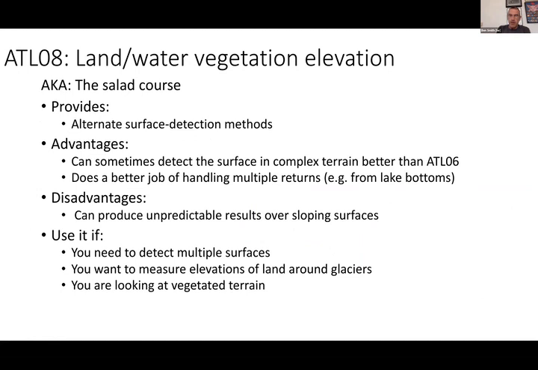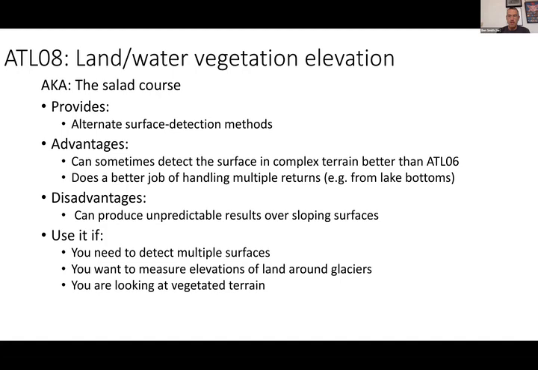One last thing about measuring elevations over complex surfaces that I think it's important to point out. We also have a vegetation product that attempts to measure the height of trees in addition to measuring the height of the surface. This gives us a chance to do alternate surface detection methods. And it gives you an alternate photon classification compared to ATL06.